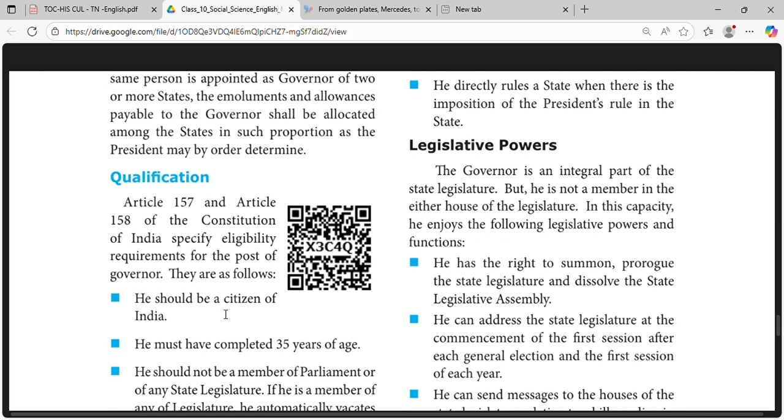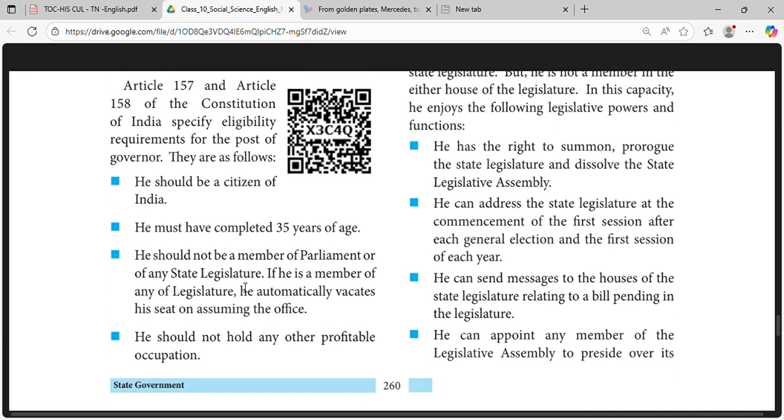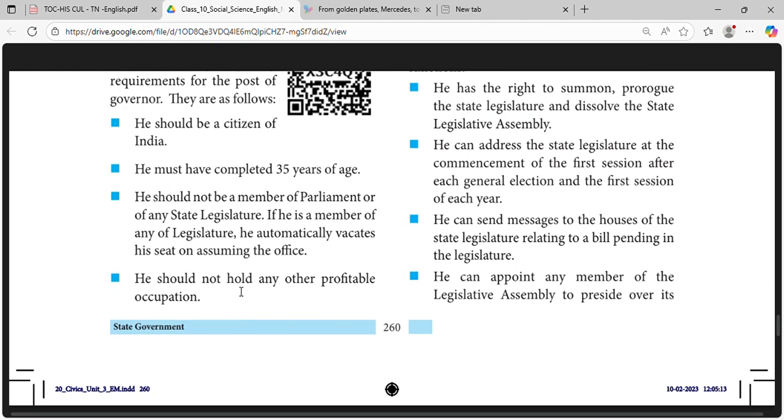Articles 157 and 158 of the Constitution of India specify the eligibility requirements for the post of governor. He should be a citizen of India. He must have completed 35 years of age. He should not be a member of the parliament or any state legislature. If he is a member of any legislature, he automatically vacates his seat on assuming office. He should not hold any other profitable occupation.